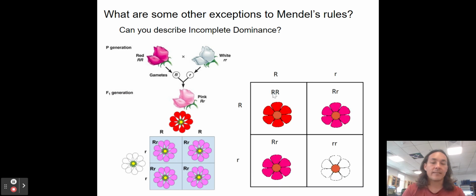Well, if you cross the pink by the pink, if it was the concept of blending, then all the results would be pink. But instead, you get red, pink, pink, white. And so the red and the white pop back out. And once again, it shows that genetics is not blending, it's many different Punnett squares put together.